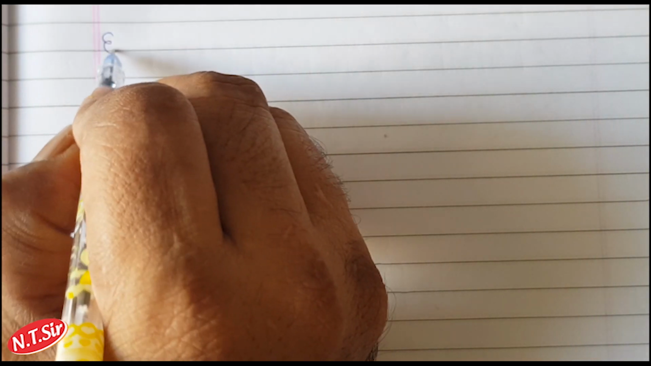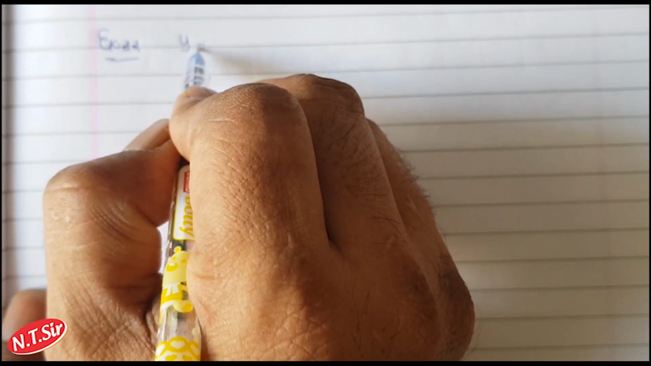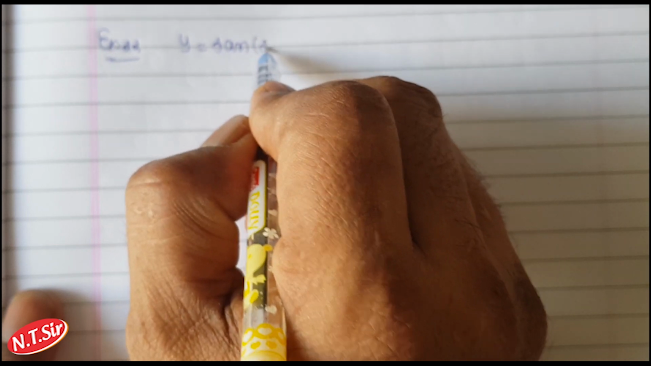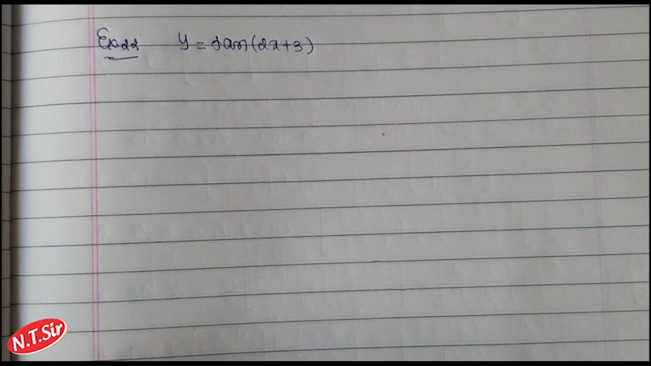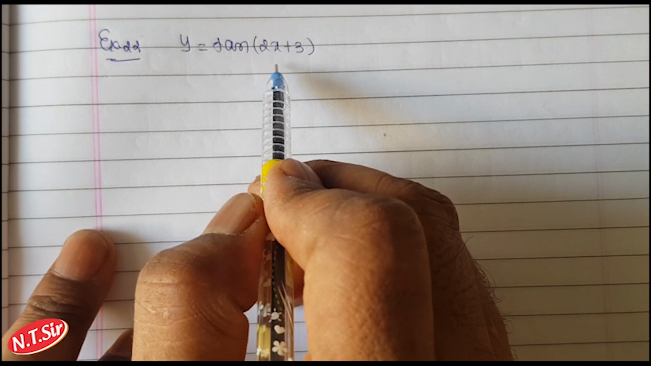Example number 22. y is equal to 10 twice x plus 3. y is equal to 10 twice x plus 3. So this is a composite function.